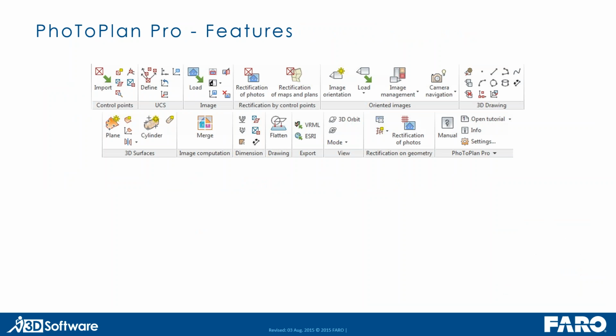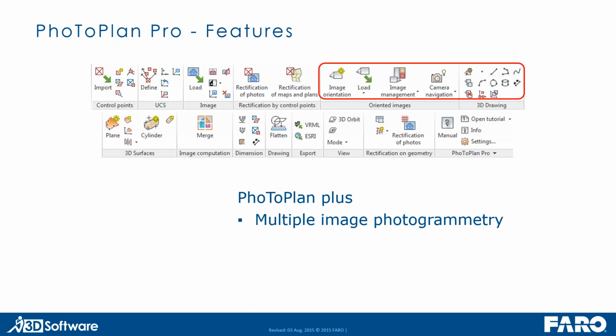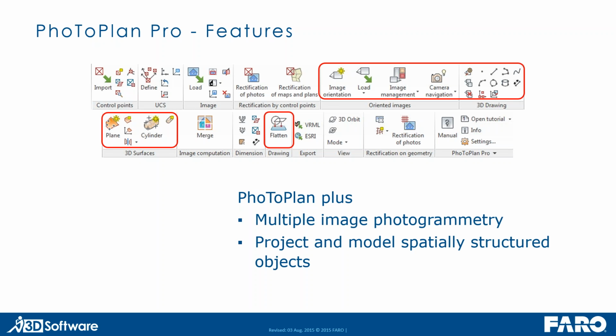But first, let's have a look at a summary of the features PhotoPlan Pro does provide. It includes all the PhotoPlan features I've already shown, plus tools for multiple image photogrammetry, for image orientation, etc. And also it has tools for 3D modeling and also for projecting spatially structured objects into a plane to get facade planes of very 3D structured facades.